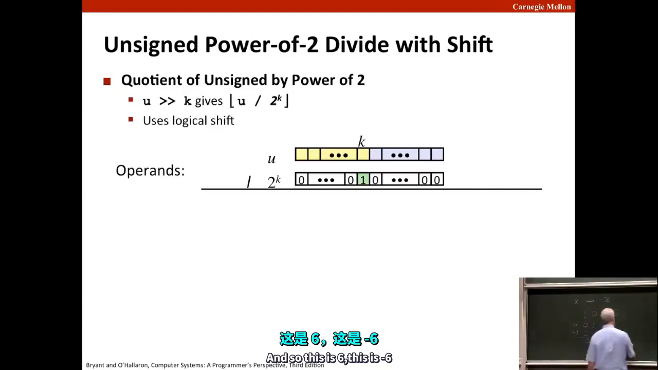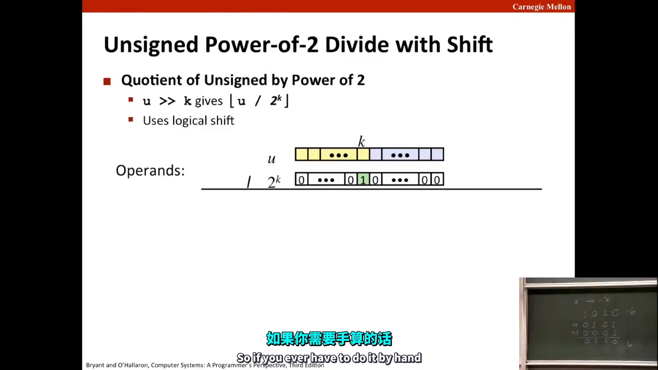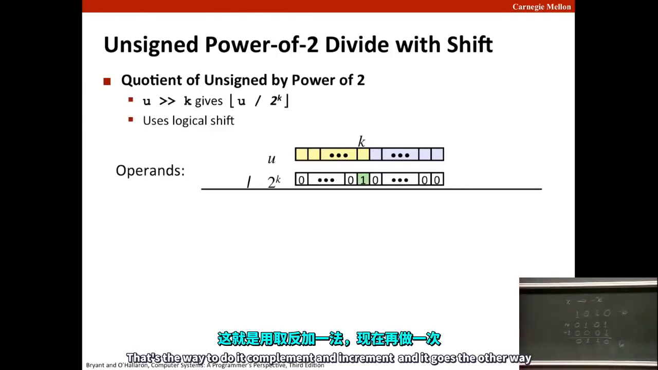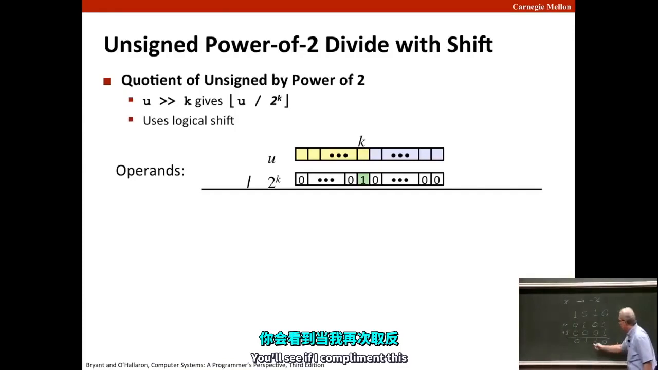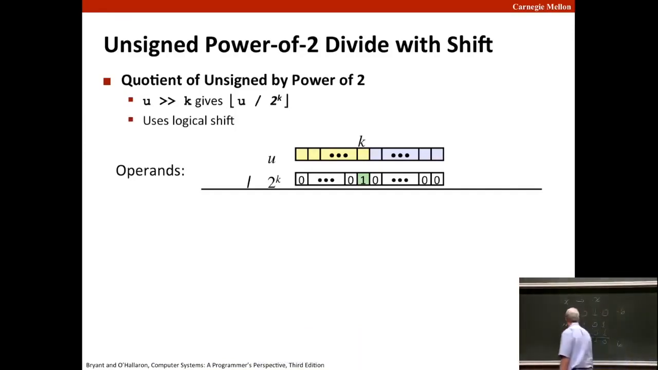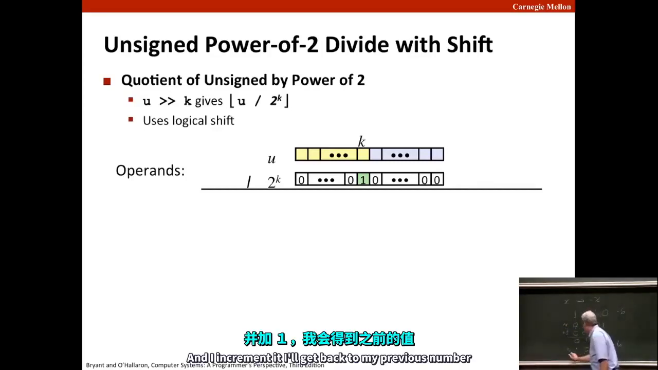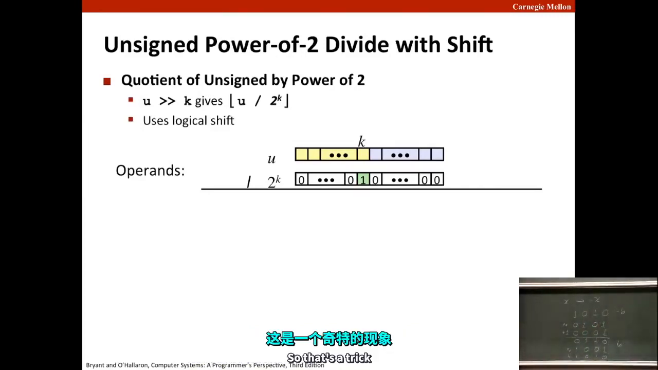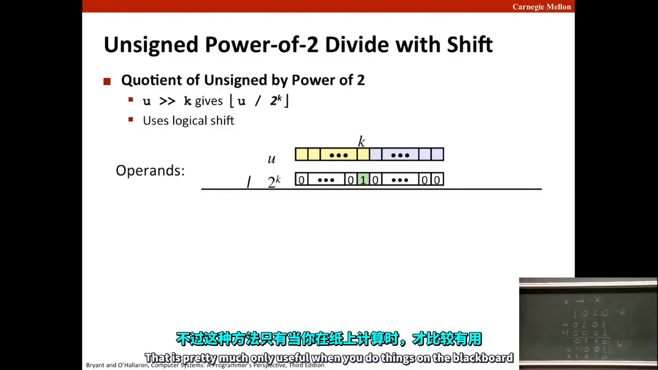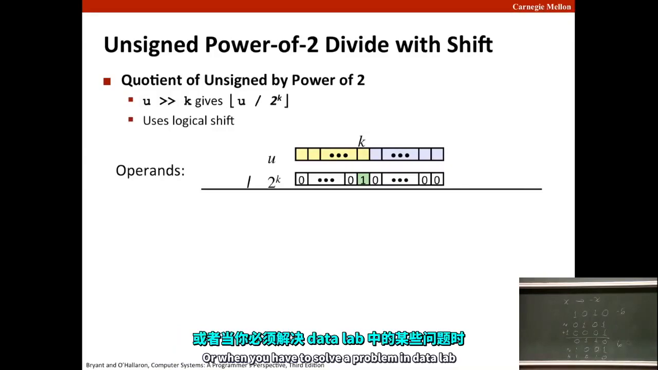And so this is 6. And this is minus 6. So if you ever have to do it by hand, that's the way to do it, complement and increment. And it goes the other way. You'll see if I complement this, and I increment it, I'll get back to my previous number. So that's a trick that is pretty much only useful when you do things on the blackboard or when you have to solve a problem in data lab.